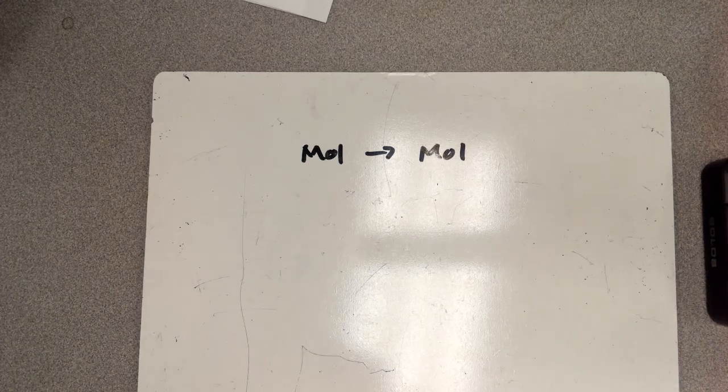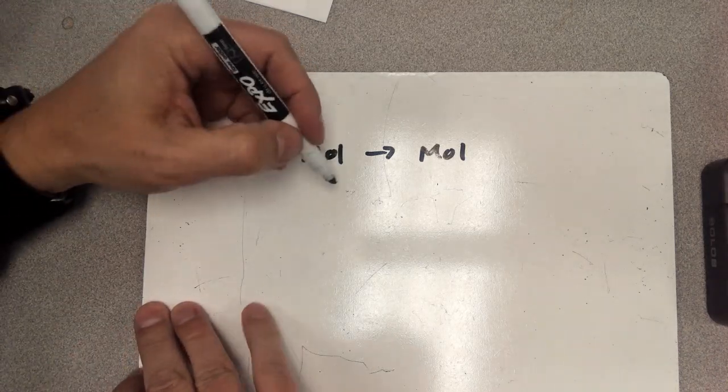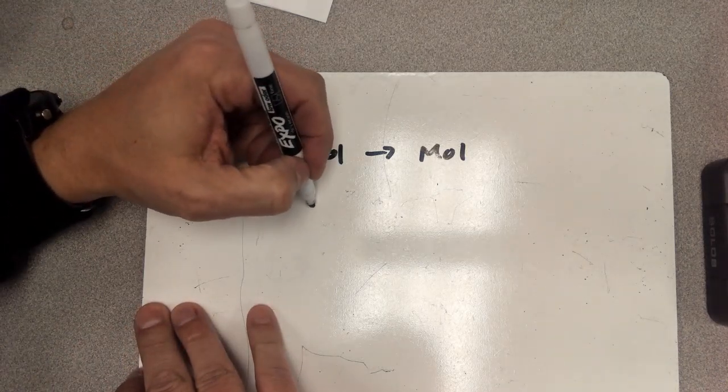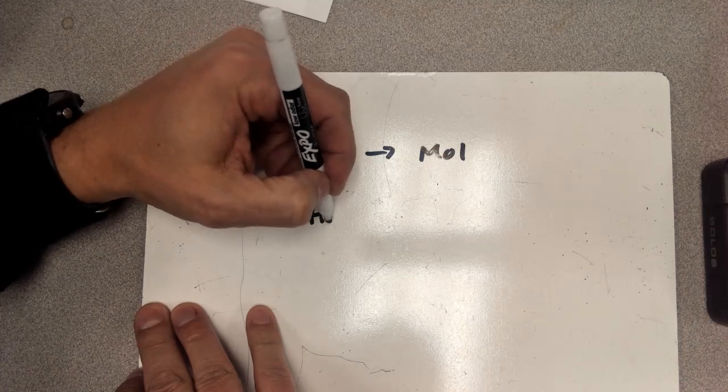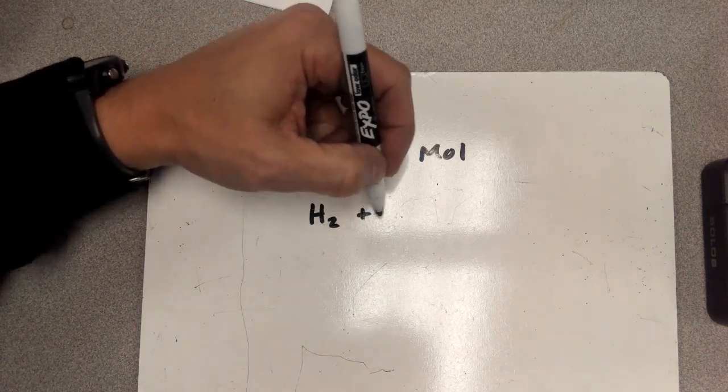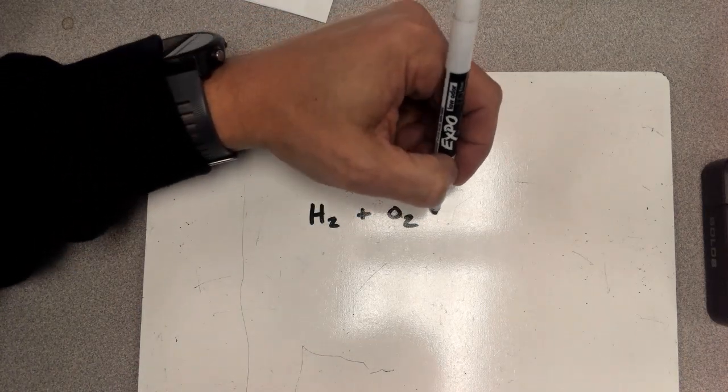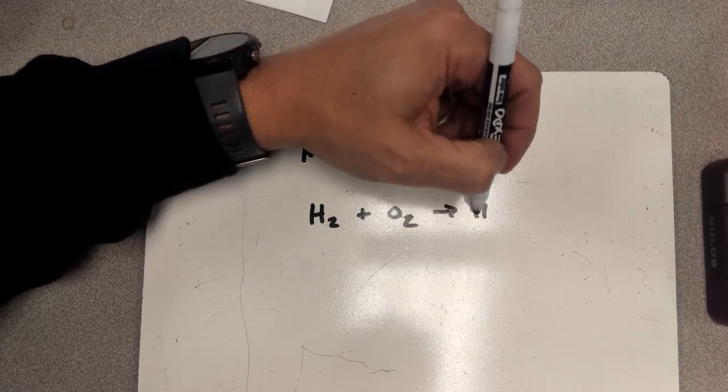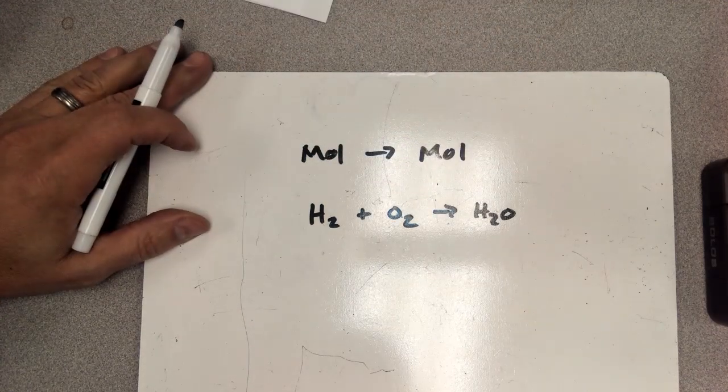This is a brief video to show you how to do a mole-to-mole stoichiometry problem. And so we're going to start off with a basic reaction. We're going to do something that you're all familiar with, which is the synthesis of water, which comes from hydrogen gas and oxygen gas. So we'll take a look at that.